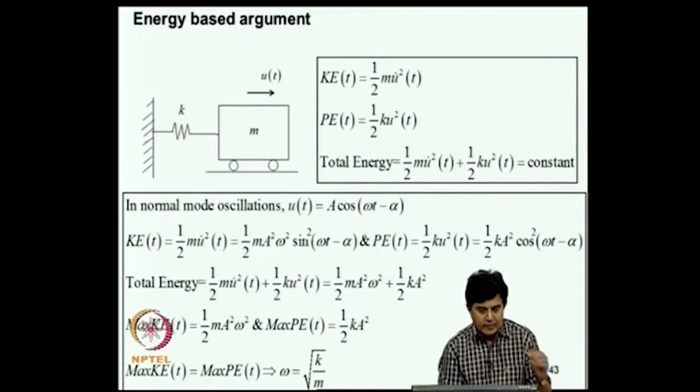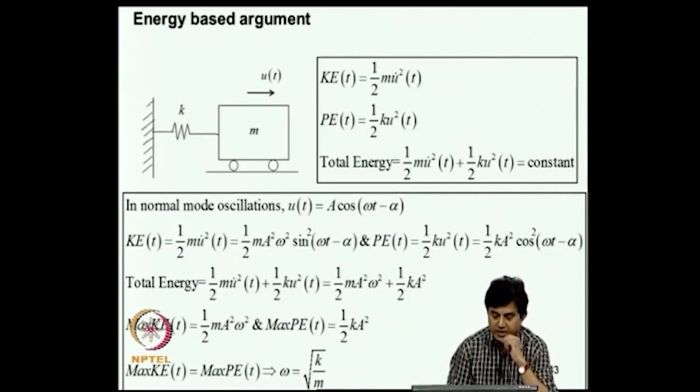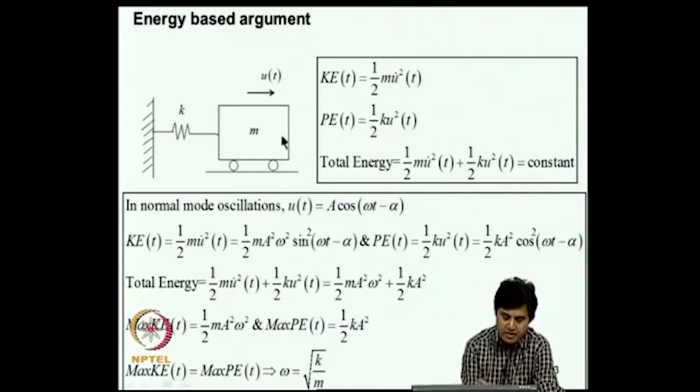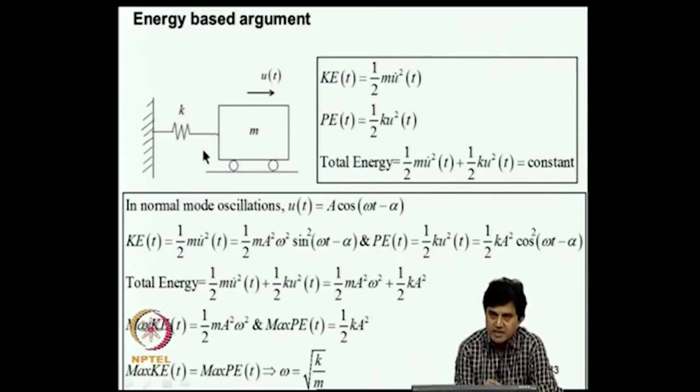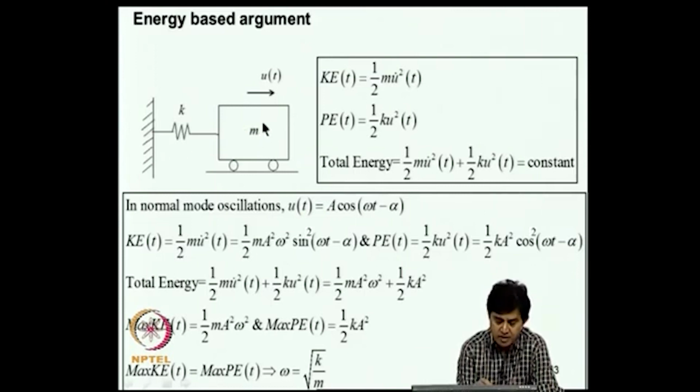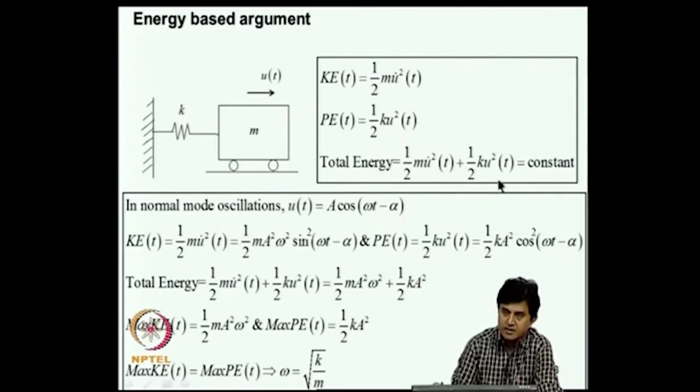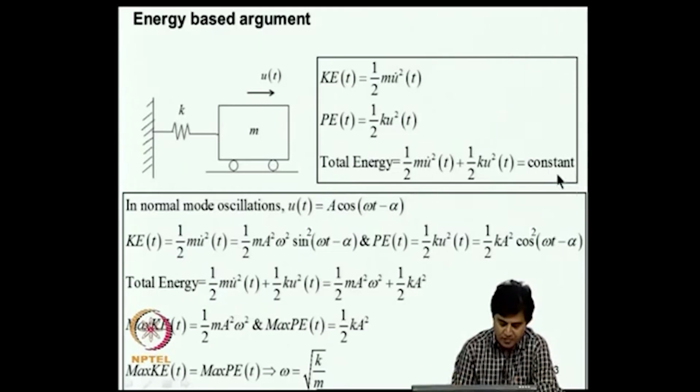Now, the discussion on Rayleigh's quotient can also be based on a slightly different argument, and that is based on energies. So, for the purpose of illustration, I will consider a simple mass spring system. There is no energy dissipation here, therefore it is a conservative system, the total energy is conserved. So, this is the expression for kinetic energy, this is the expression for potential energy. If I add these two energies, I get the total energy, which must be a constant, because there is no energy dissipation in the system.